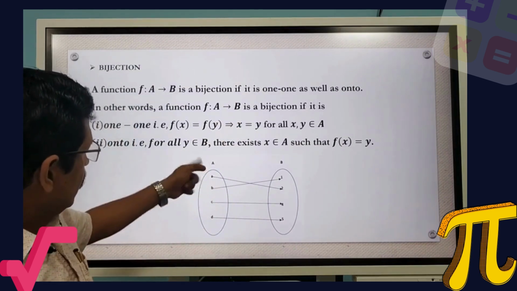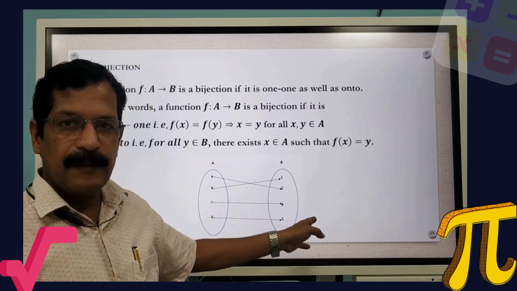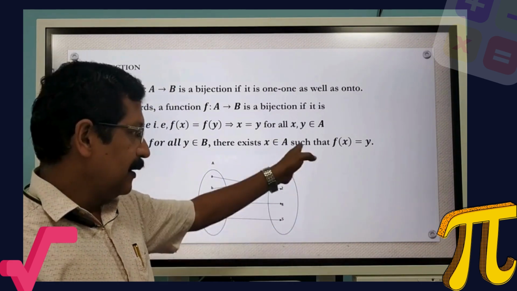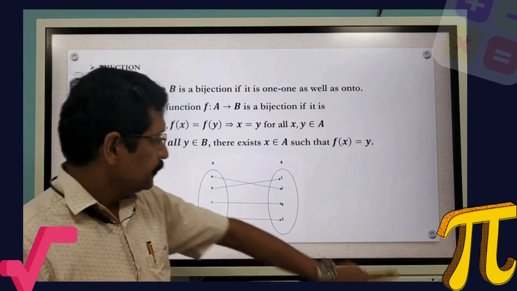So this is the example. Every element is mapped to different elements in B, so it is 1-1, and every element of B has some pre-image in A, so it is onto.